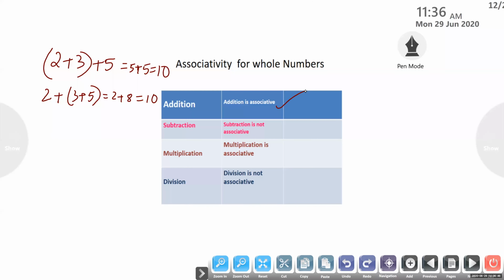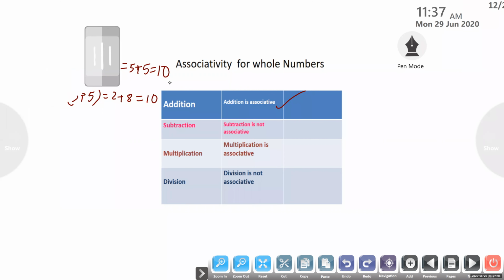Varda, you understood? Okay. Now subtraction. Ma'am, I didn't understand. Who's this? Abhinav? Midun. Okay, Midun, no problem. I will explain once again.